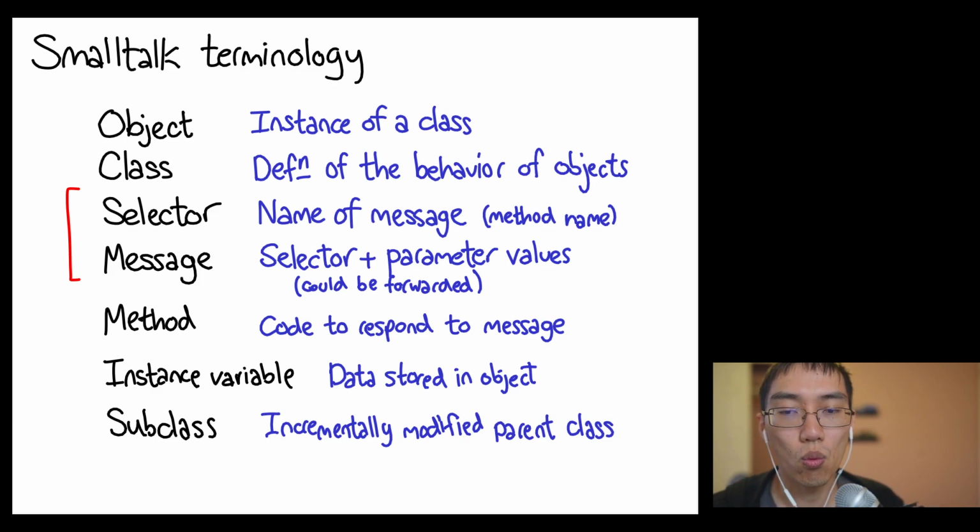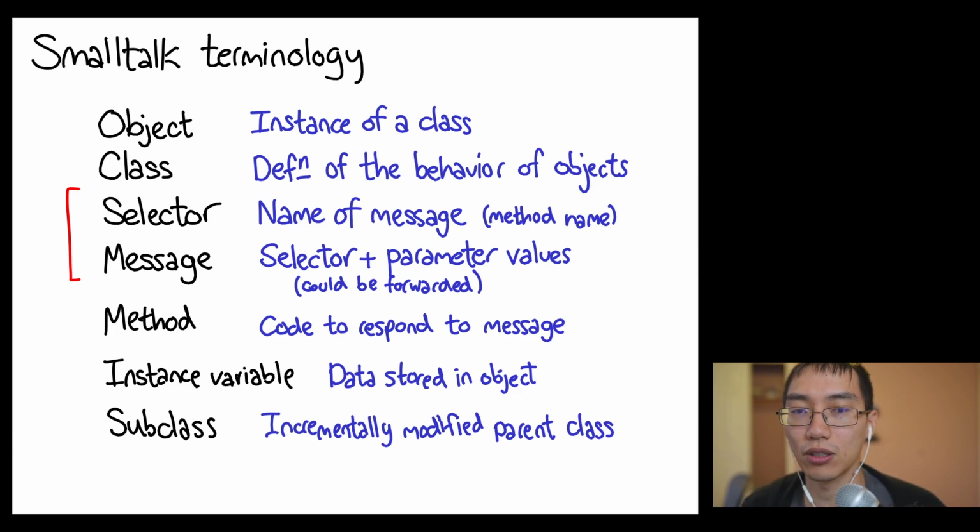It tells you what the name of the operation you want to do is, but it doesn't actually say what the argument values are. So you bundle up a selector with a bunch of values to form a message. And a message is essentially a packaged up method call, which you send to an object when you want to call the method on that object.